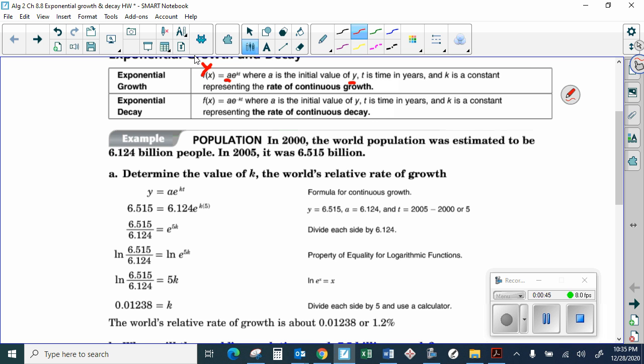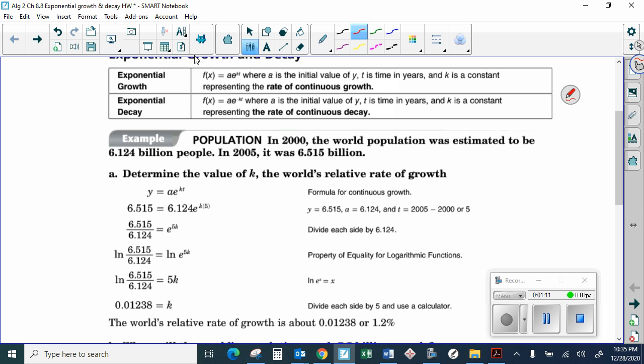And y equals a e to the negative kt would be, again, a is always the initial value, e stands for the e, t is in years, and k is representing continuous decay. The negative obviously is showing the decay part, and so k would be positive still, but you have the negative there. It's showing decay.